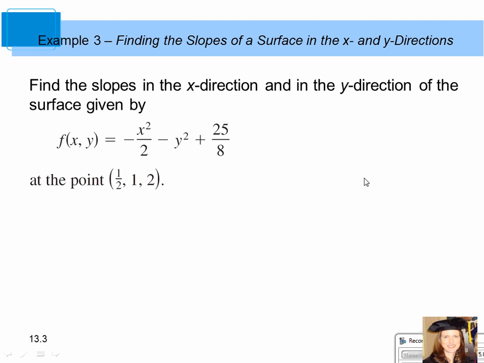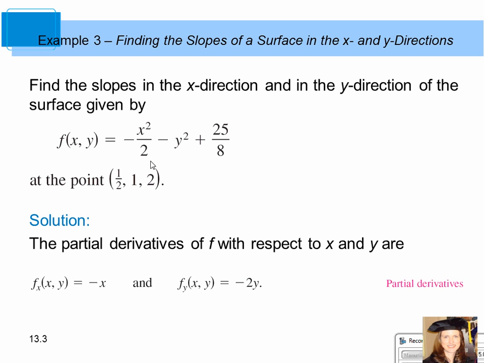So in this example, we're going to be finding the slope of a surface in the x and y direction. Our function f of x, y equals negative x squared y minus y squared plus 25 over 8. We want to evaluate this at the point 1/2, 1, and 2. Now x is equal to 1/2, y is equal to 1, and then the z is equal to 2. So if you were to plug in 1/2 for x and 1 for y into this function, the output would be 2. That gives you the location. The point is x, y, z.